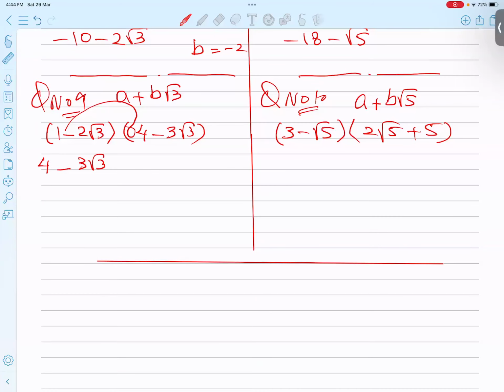Negative into positive gives us negative. 4 multiply 2, 8, and root 3 stays as it is.